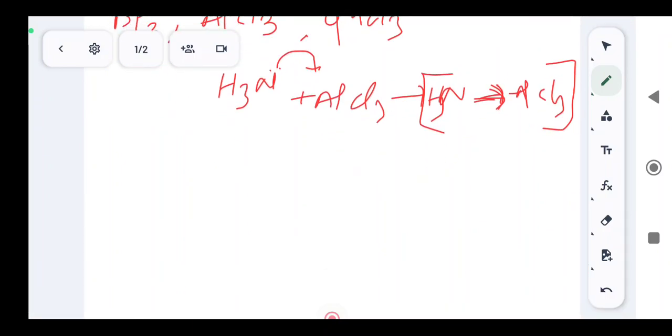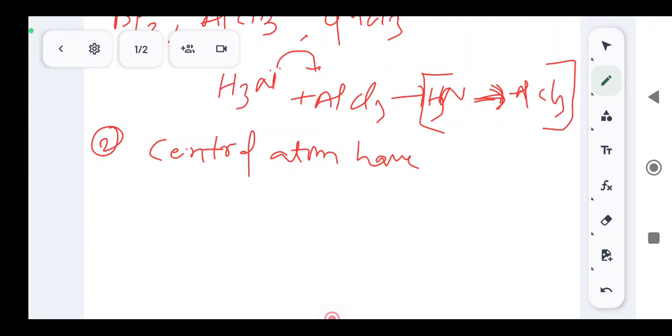Second one, molecules in which a central atom has an incomplete octet.